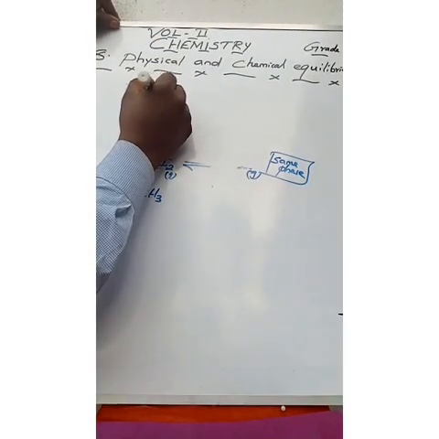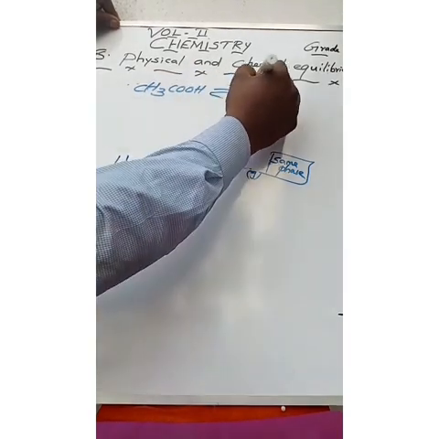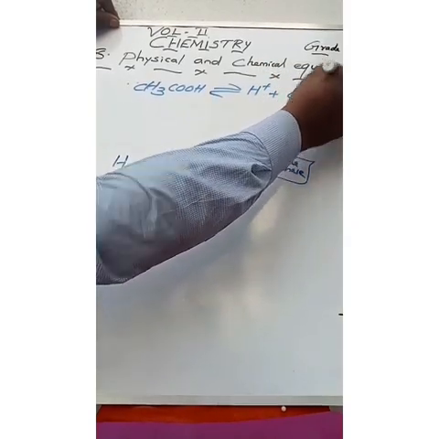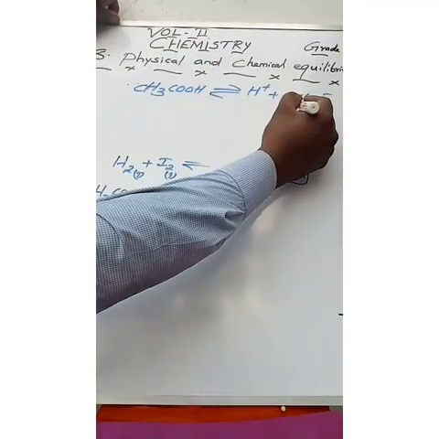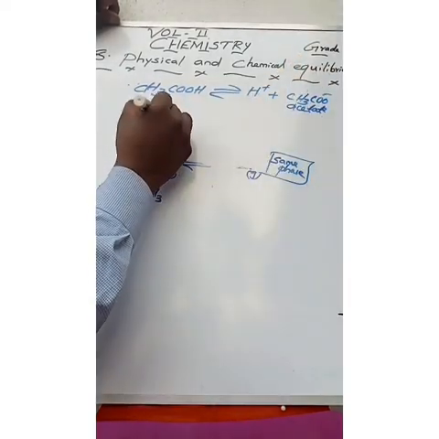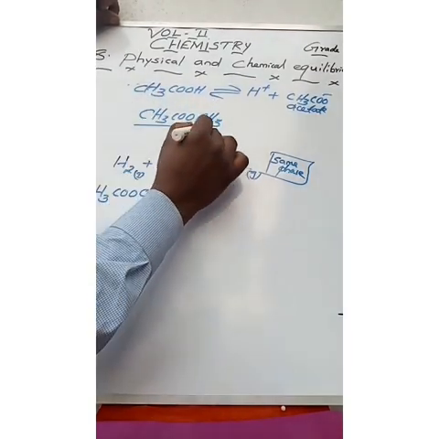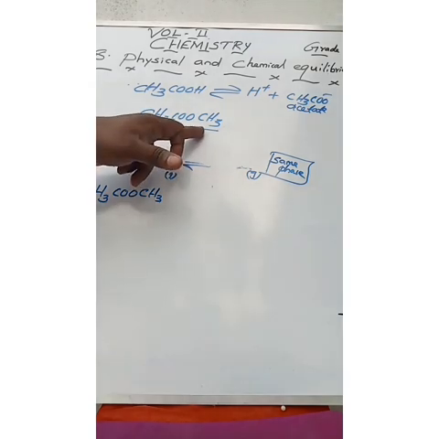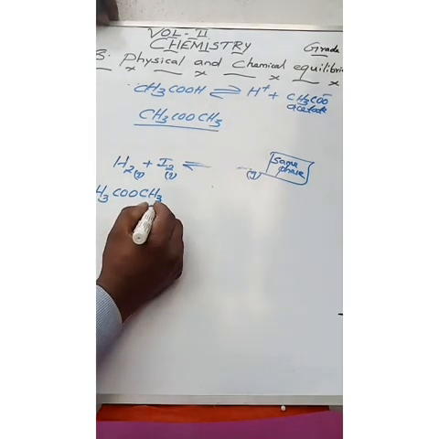Acetic acid undergoes dissociation. We get H plus and acetate, CH3COO minus. Am I right? Acetate plus hydrogen ions. Okay. To this acetate, CH3COO minus, we add methyl, CH3. Now what is the formula? CH3COOCH3. Am I right? What is this? Methyl acetate, which is in the aqueous state.